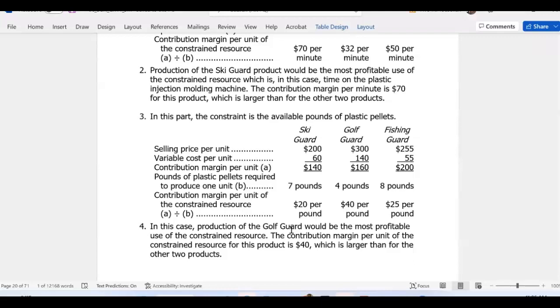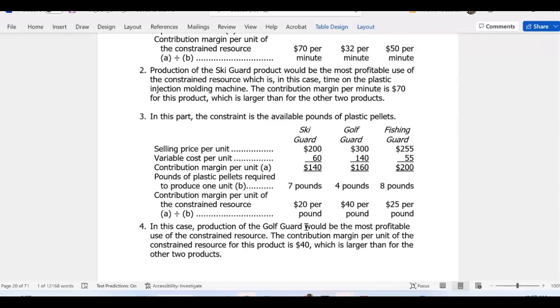So here we have the contribution margin for each product, but we know ski guard takes 7 pounds, golf guard takes 4 pounds, but fishing guard takes 8 pounds of plastic. 140 divided by 7 gives us $20 per pound of constrained resource. Golf guard gives us 160 divided by 4, that's $40. So as you see, golf guard is the best profitability at this point based on this constrained resource. And fishing guard is the second.